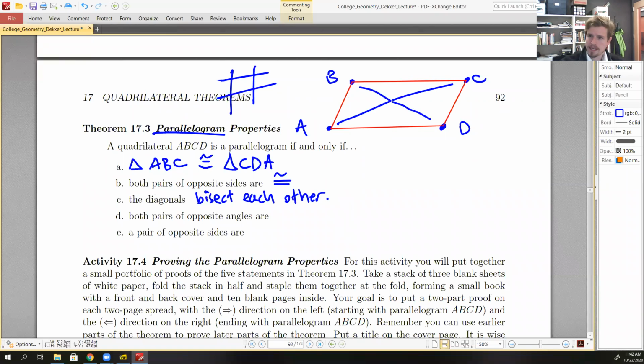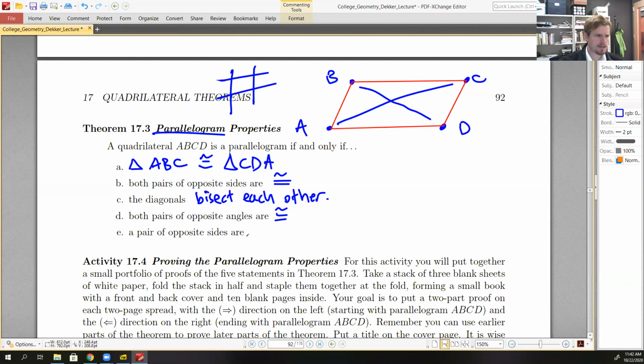So where they meet is the midpoint of each of those line segments. All right, both pairs of opposite angles are congruent. Notice that one pair of opposite angles being congruent is not sufficient. We have to have that both are. For example, a kite also has a pair of opposite angles that are congruent, but it is not a parallelogram.